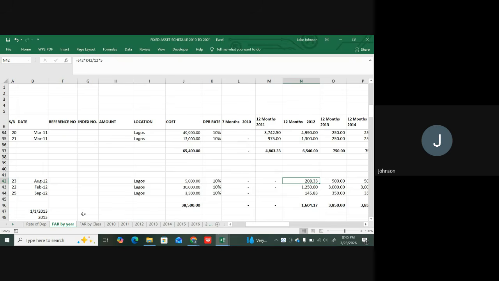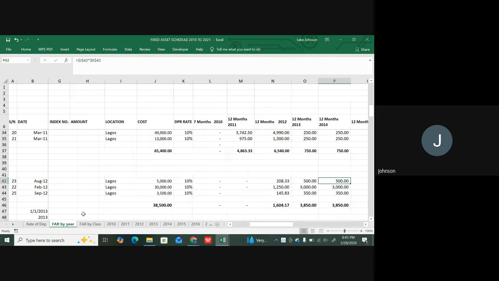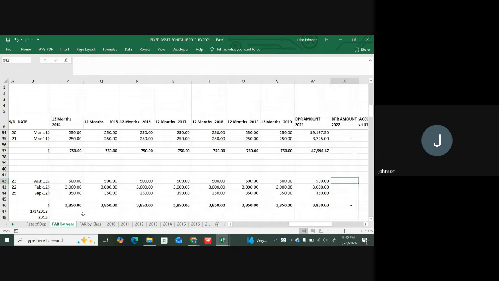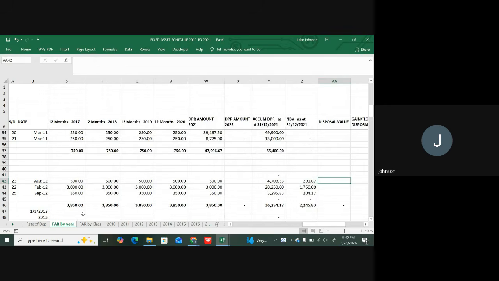Then this asset is going to be available for another 10 years, right? Now, because the date we are trying to get the accumulated depreciation as at was 2021, as at that date the asset has a net book value. So all these things are what you need to take into consideration.